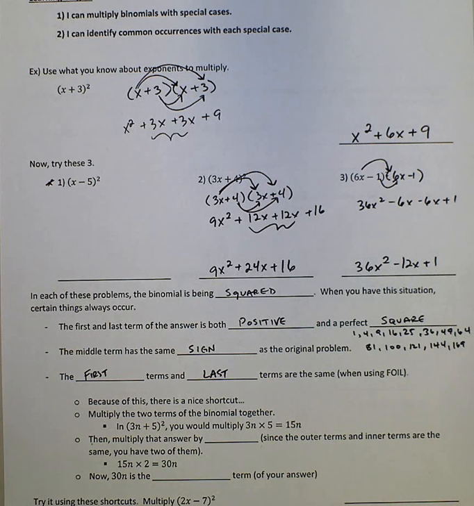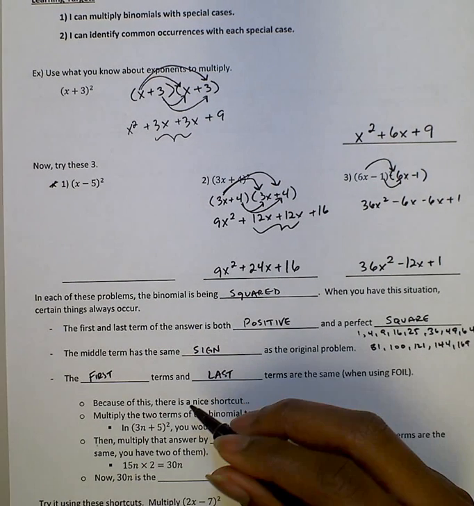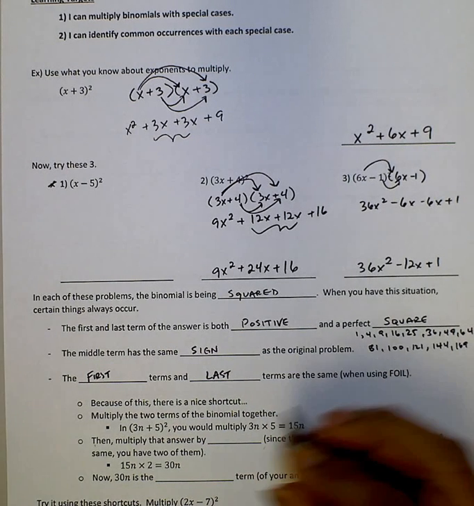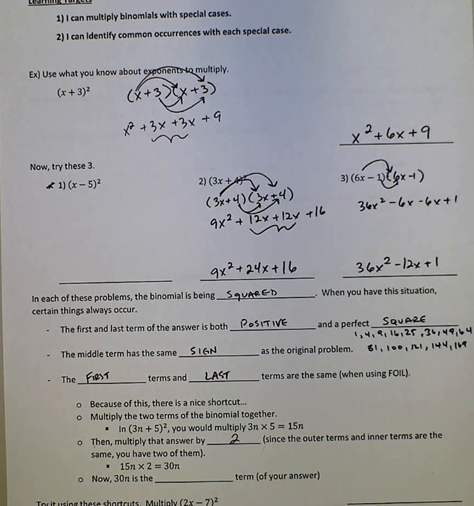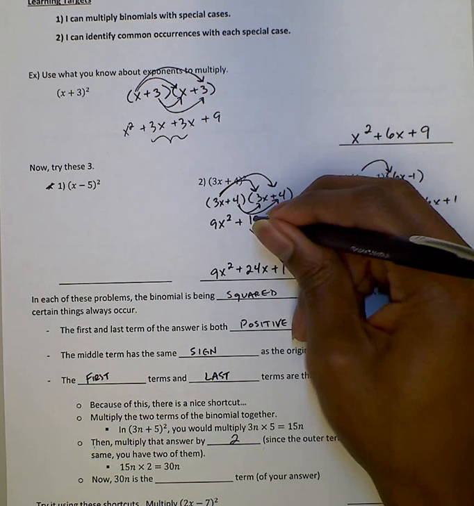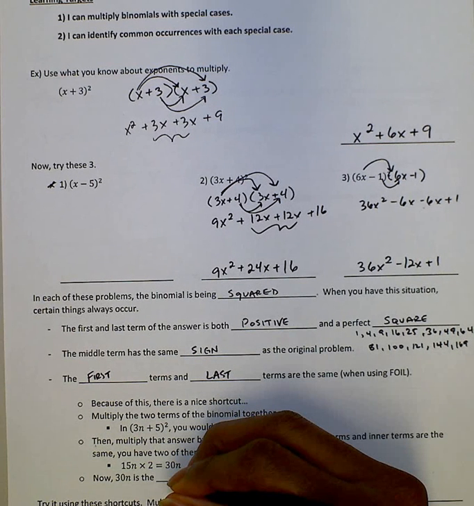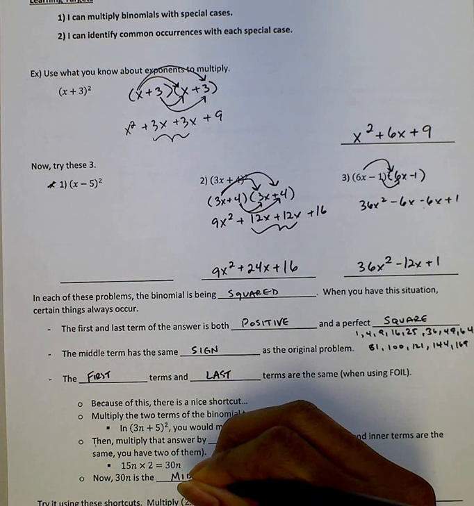Because of this, there's a nice little shortcut. Multiply the two terms of the binomials together. So we have 3n plus 5 squared. We would multiply 3n times 5, which gives us 15n. And then multiply that answer by 2. Since the outer terms and the inner terms are the same, you have 2 of them, just like we've had 2 of them here, 2 of them here. And so now 30n is the middle term, or the second term, either way.